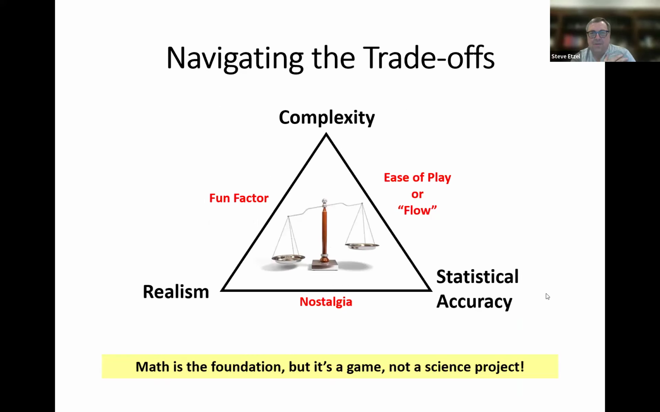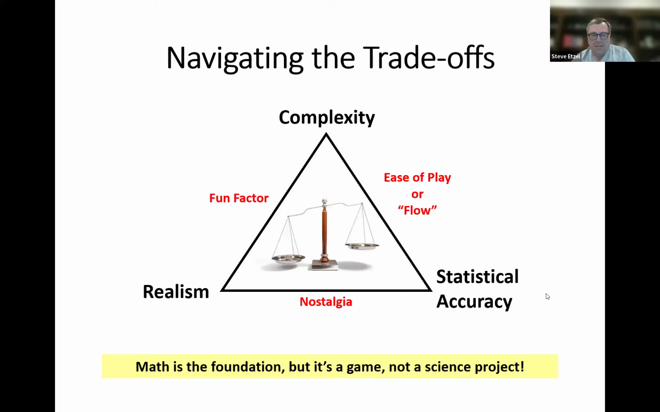Before I jump into a few more slides, I debated what the right place was for this chart, and maybe I'll start with the saying at the bottom: even though I'm big on math, I realize that math is really the foundation, but in the end, it's a game, not a science project. And I think it's always important to keep that in mind.